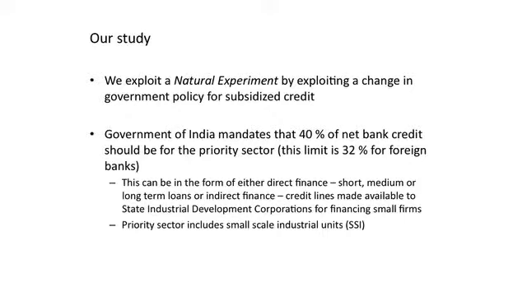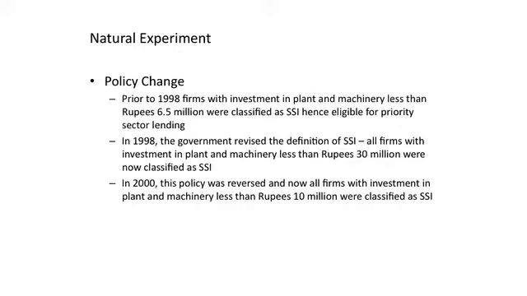And the definition that they used was that all the firms that had investment in plant and machinery less than 6.5 million, that was how they were defining it. In 1998, they expanded that. They said, okay, fine, if you have investment in plant and machinery of 30 million or less, you are now eligible for subsidized credit. So now think of a situation, a firm that had grown, that had higher investment in plant and machinery. Now it could compete with these smaller firms to get the subsidized credit as well, right? And then in 2000, the government realized that they had gone very far, because many firms in many industries now were eligible for subsidized credit. So they reversed the policy altogether.